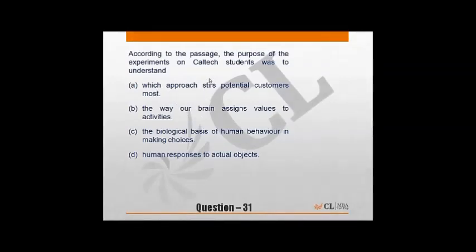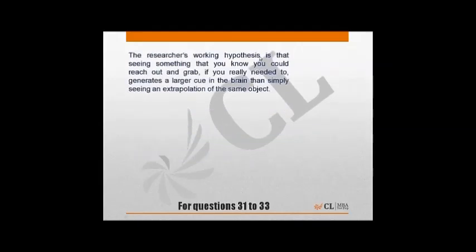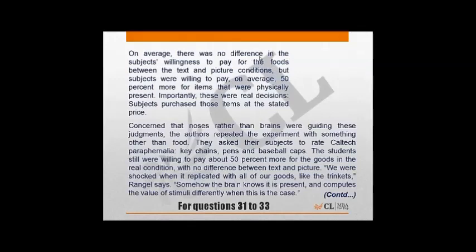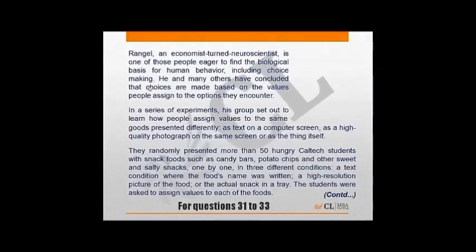According to the passage, the purpose of the experiments on Caltech students was to understand the purpose of the experiment. Let's go back to the passage. It is actually given directly in the passage itself. Here, if you look at this part, Rangel, an economist turned neuroscientist, is one of those people eager to find the biological basis for human behavior, including choice making. Okay, so what was the purpose? To understand the biological basis. Then you can go further.